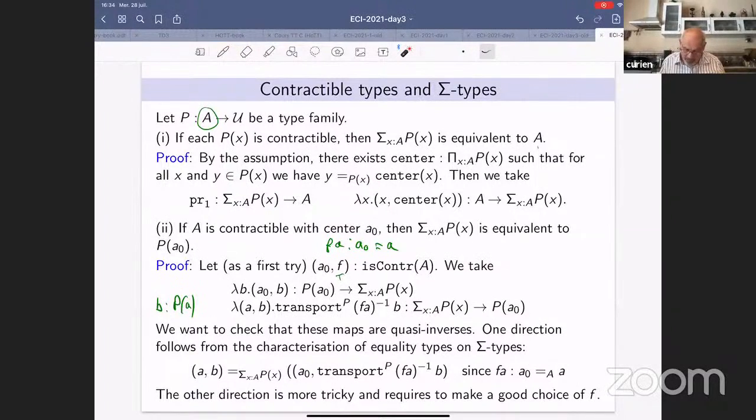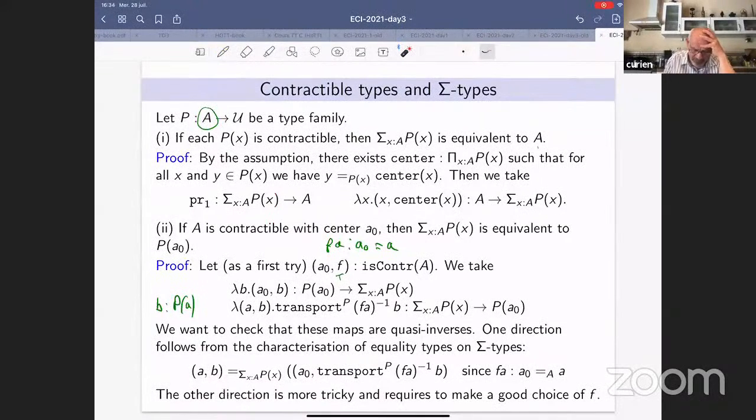Okay. The problem here is in proving that these are two inverses. One direction is easy, so we can do it right now.